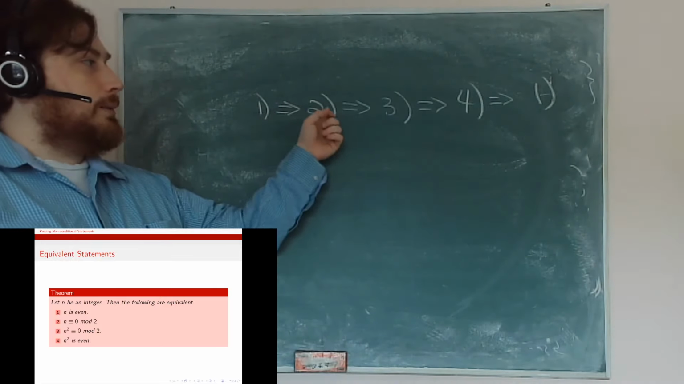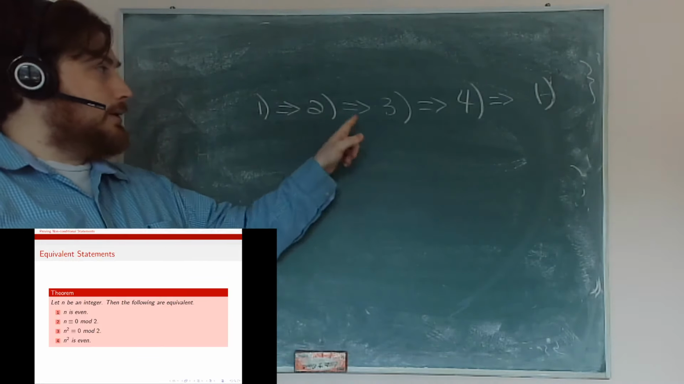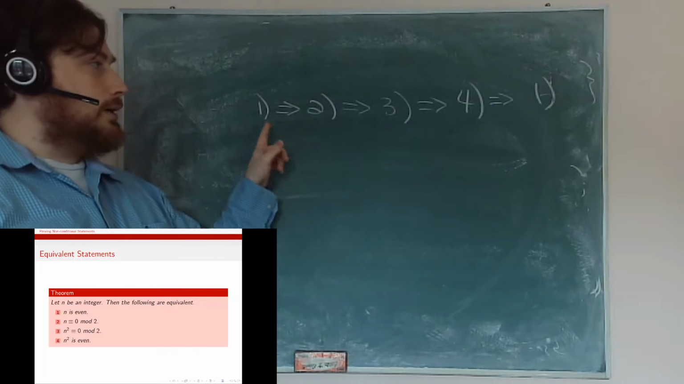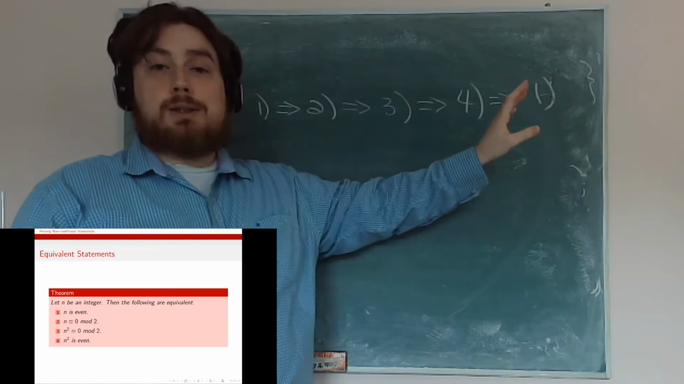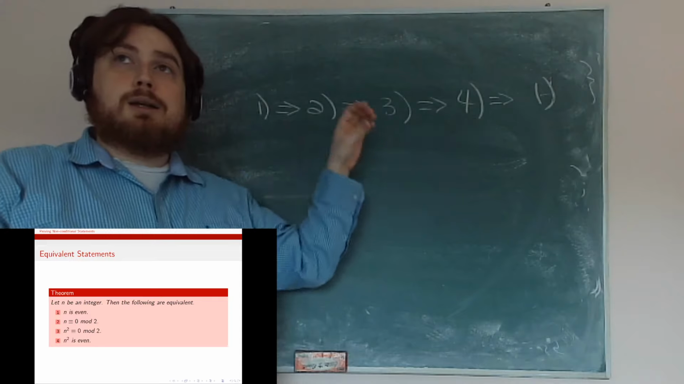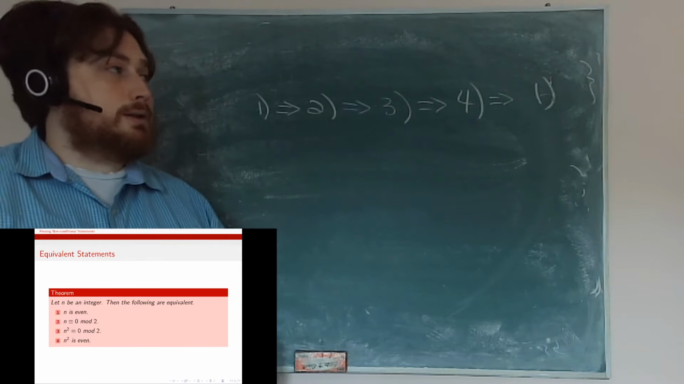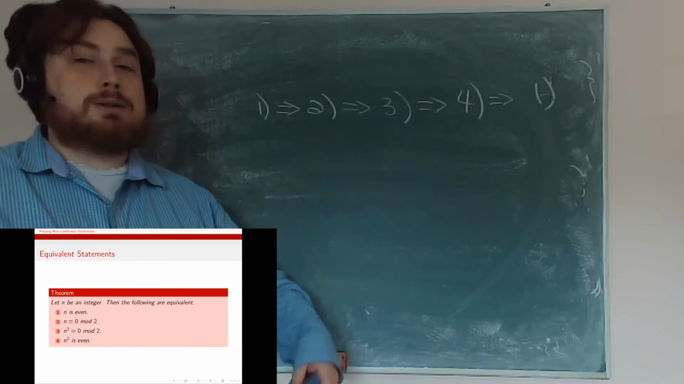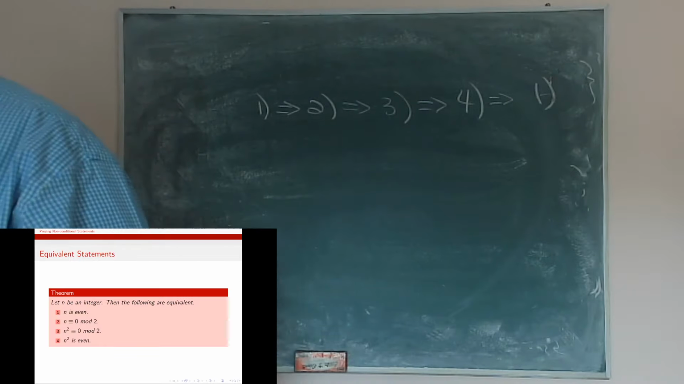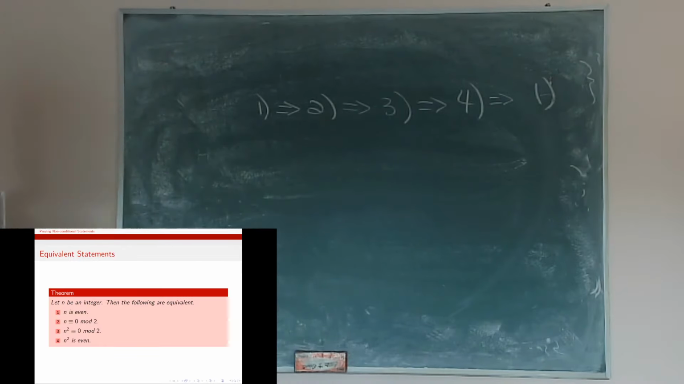So we start with one of them and we work our way through. We don't necessarily need to go 1, 2, 3, 4, 1. We could go 1, 3, 2, 4, 1. We just have to make sure that we get a loop that contains all of the equivalent statements. So that will save us, again, some work. All right, let's actually do this one.